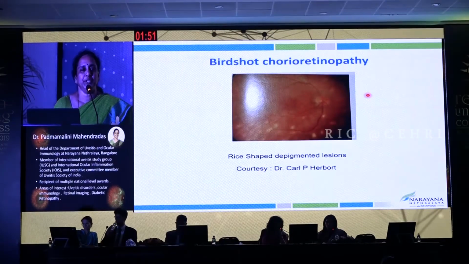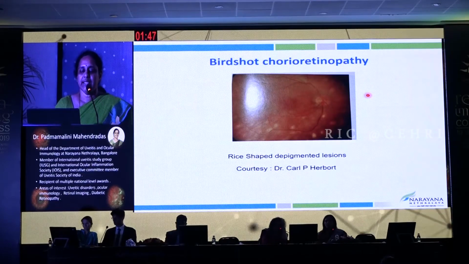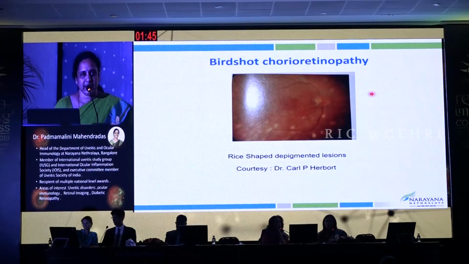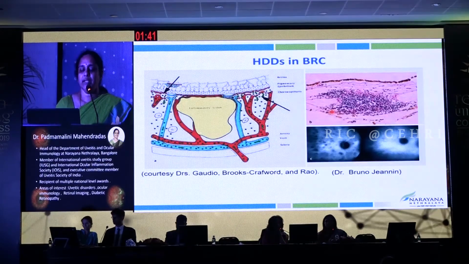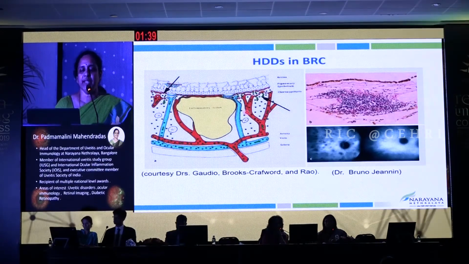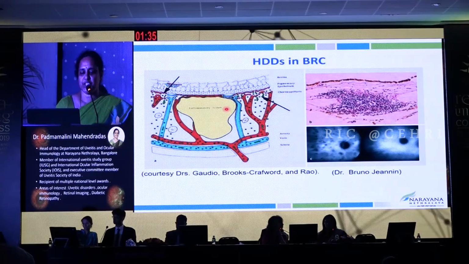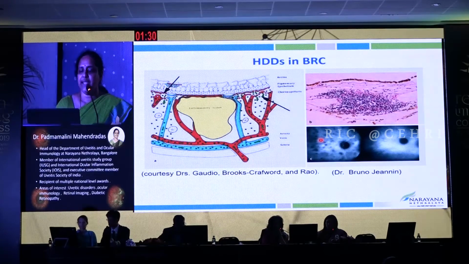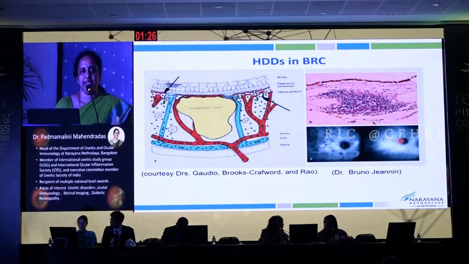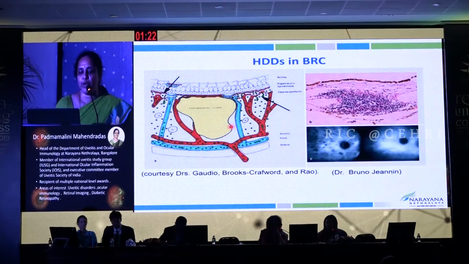Birdshot chorioretinopathy we don't see much in our part of the country. Basically, it has a rice flake-like appearance, distributed along the arcades of the vessels. Here is a schematic diagram showing the granuloma, which is partial thickness. In a case of birdshot, we have early hypofluorescent spots, and in the late phase, they become iso. Based on this, we can differentiate. Here is a partial thickness granuloma seen in a case of birdshot retinochoroidopathy.